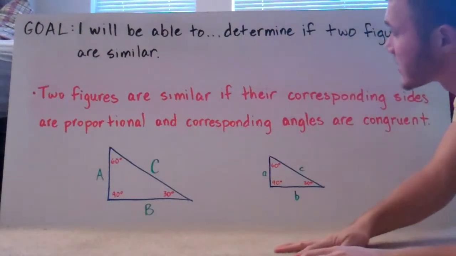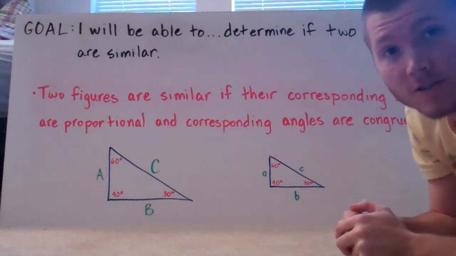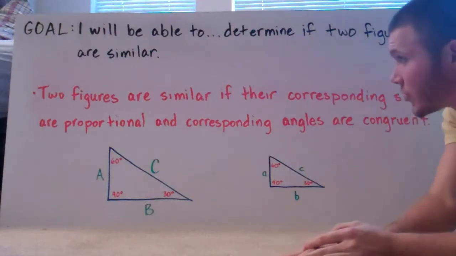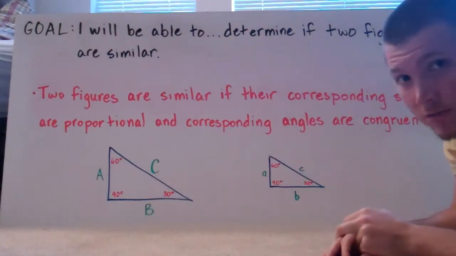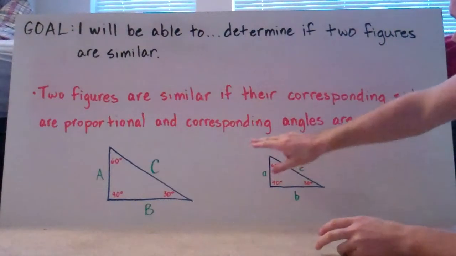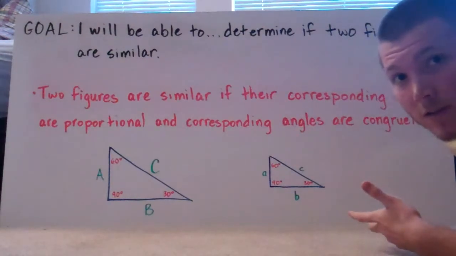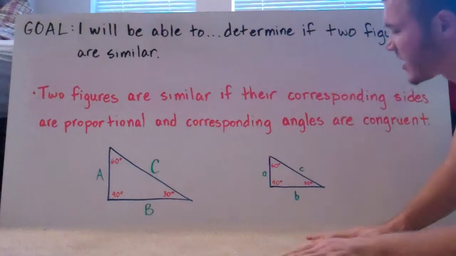The goal for you guys today is to be able to determine if two figures are similar. First off, two figures are similar if their corresponding sides are proportional, and their corresponding angles are congruent. So, corresponding sides and angles.